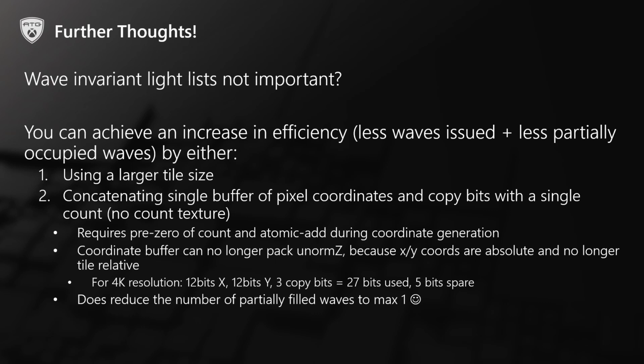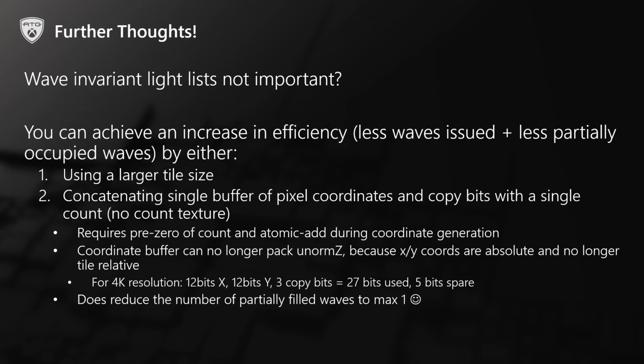The one way to improve on this inefficiency is to use a larger tile size. So we still have a maximum of one partially filled wave per tile, but we have far fewer tiles for the screen. Whether this is desirable, you obviously get a decrease in efficiency for light culling, for example. So this is exactly where your sweet spot for your tile sizes might vary, but I would suggest 16 by 16 is a good number.